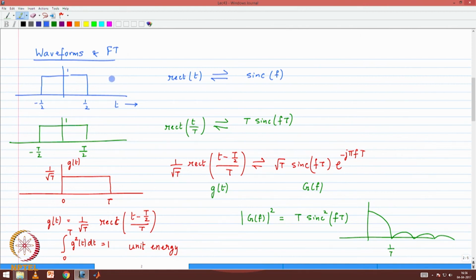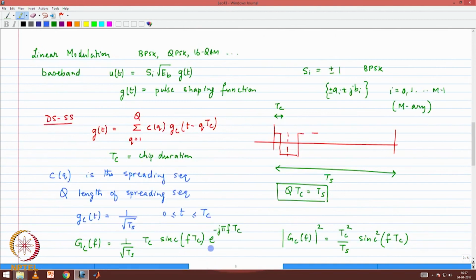It's a rectangular pulse shape, and what we will actually be using is a shifted rectangular pulse shape with a scaling to make it unit energy. And we showed that the corresponding spectrum looks like this. Now, there is a difference between the terminologies that we will use, and this is a good point to highlight the difference between symbols and chips.